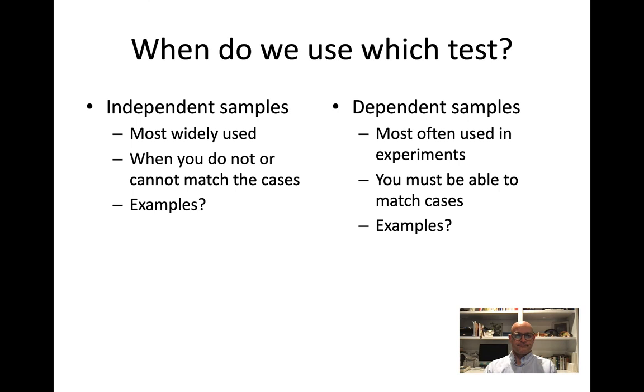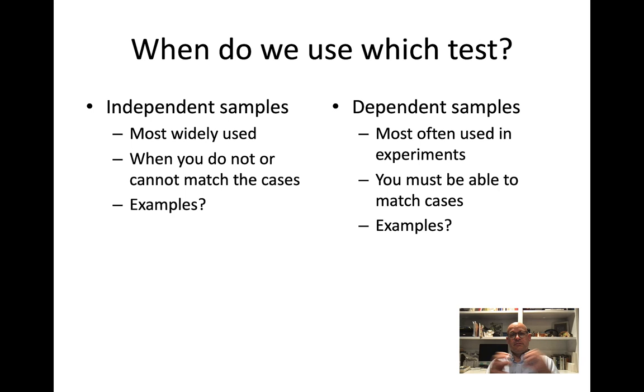So independent samples are the things that are most widely used. We use them when we cannot or do not match cases. So let's say we go out and we take a survey, we're doing some field work or whatever that is, and we come back and we start to do the analysis and we break those apart into different groups, you know, upland or wetland, males and females, certain types of party. And what we do is we compare those two groups to see if they're the same.